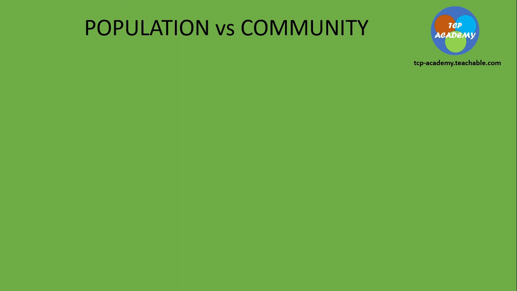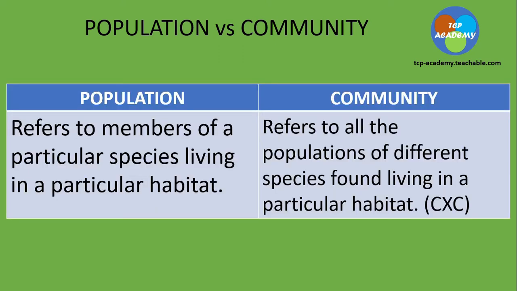Then we have to look at population versus community. For those students who fail to study and are probably social studies students, they usually give a definition for community that has nothing to do with biology. So let's look at this very quickly. Population refers to members of a particular species living in a particular habitat. So this is one type of organism.